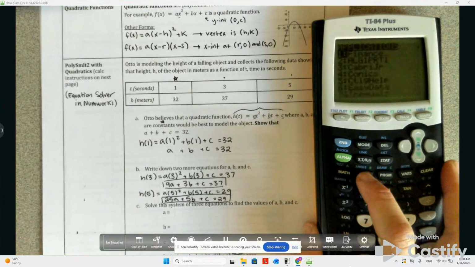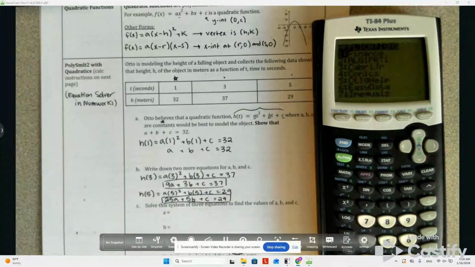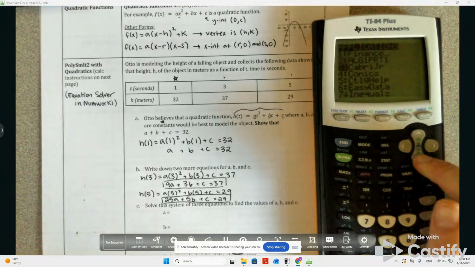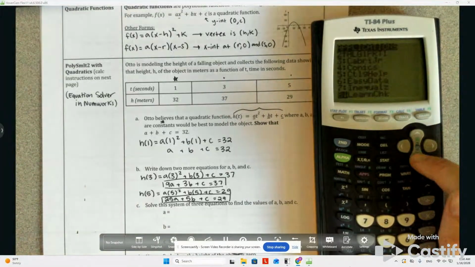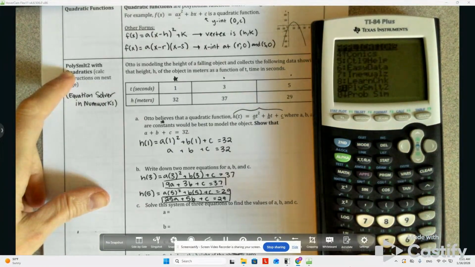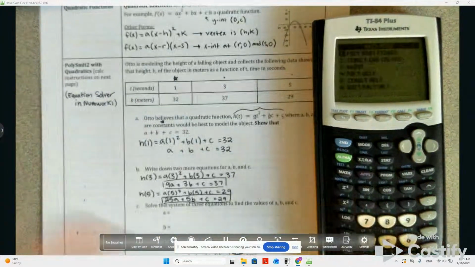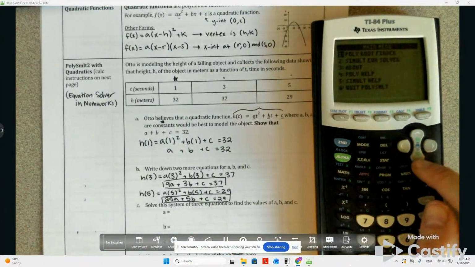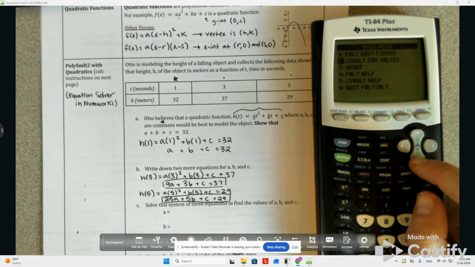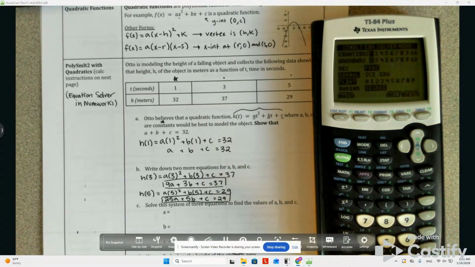So I'm going to go to apps, and then we all have different numbers of apps just based on who had your calculator before. We're going to scroll until we can find the app that says PolySmlt2. So it's right there. I'm going to hit enter. Press any key to continue, it says, so I'll just press enter again. Then I'm going to go to simultaneous equation solver, and these settings should look the same for everyone. And I'm going to hit enter.